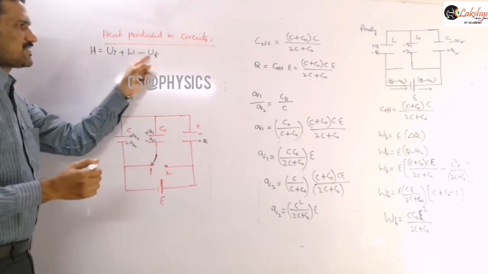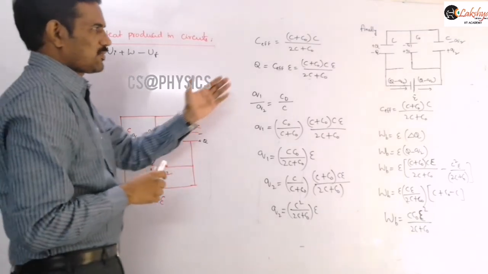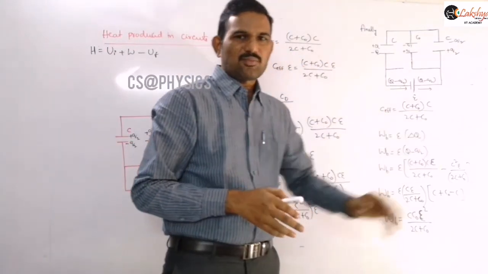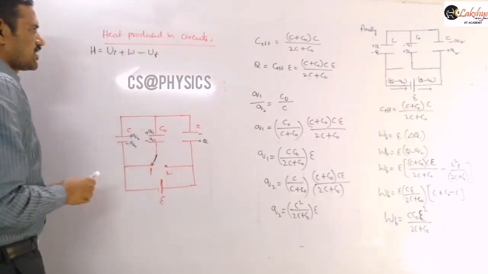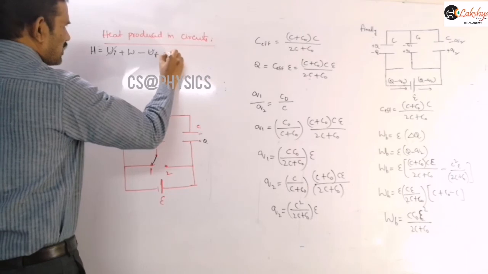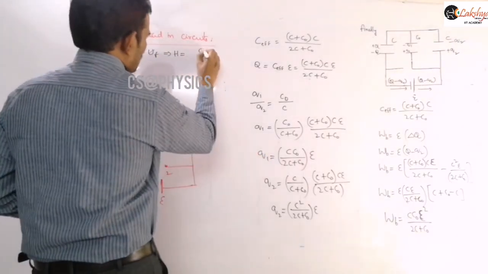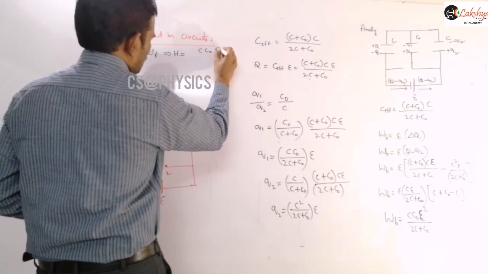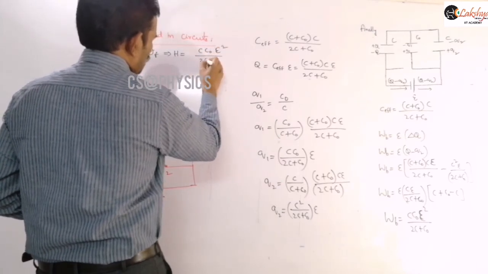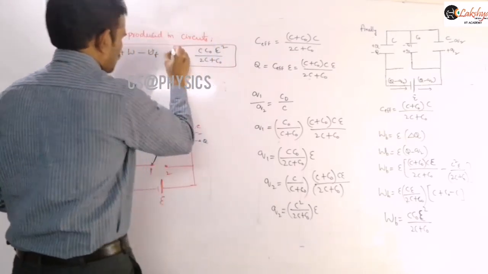Now the initial and final energy stored in them will be the same, because the initial and final effective capacitance are the same. So the initial and final charges are the same, and these two will be cancelled. That means the heat produced is equal to work done only. Work done is C into C naught into E square by 2C plus C naught, and this is the amount of heat produced in that circuit.